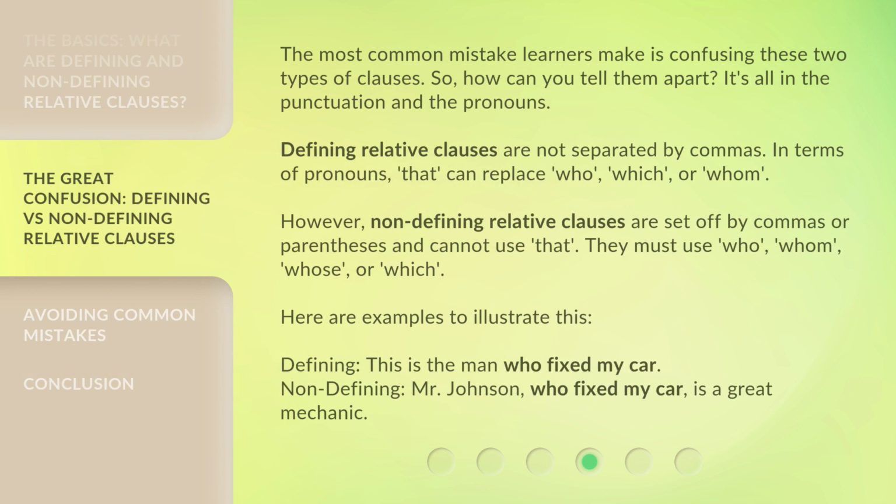The most common mistake learners make is confusing these two types of clauses. So, how can you tell them apart? It's all in the punctuation and the pronouns. Defining relative clauses are not separated by commas. In terms of pronouns, that can replace who, which, or whom. However, non-defining relative clauses are set off by commas or parentheses and cannot use that. They must use who, whom, whose, or which.